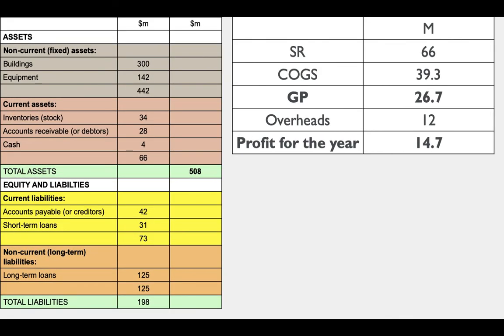Okay, so let's have a look through some answers then so you can check off your answers. So I got the gross profit margin at 40.5%. So that would be gross profit divided by sales revenue times 100. I got the profit for the year margin at 22.3%. So that would be profit for the year divided by sales revenue times 100.